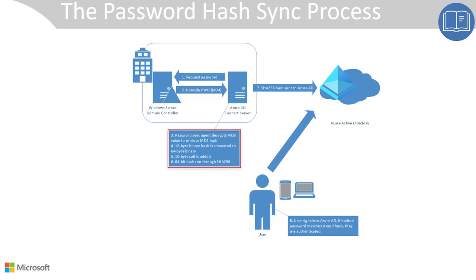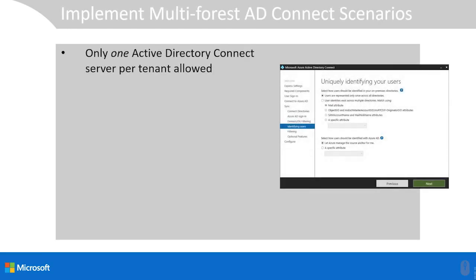The agent then decrypts the message from the domain controller so that it has the original password hashes, not the clear text passwords. It then hashes the hashes. The resulting hashes are then sent to Azure AD. When a user wants to sign into Azure AD, they enter their password, and the password is run through the same multi-hashing process. If the resulting hash matches the hash stored in Azure AD, the user has entered the correct password and is authenticated. You can only have one AD Connect server per tenant.